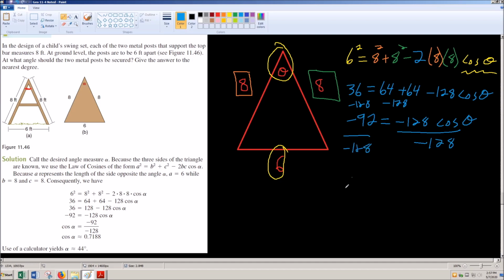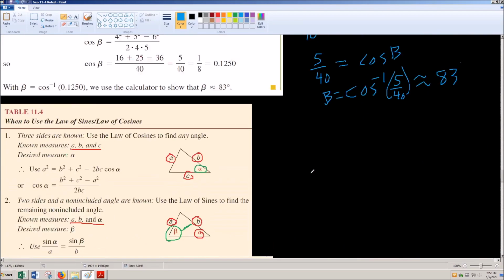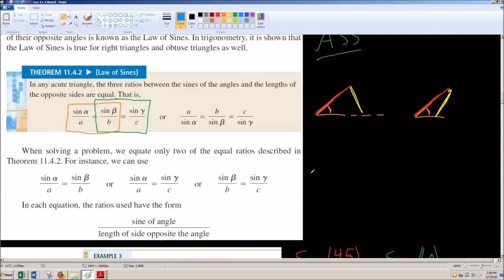And now I get my theta value is equal to inverse cosine. So I'm going to take inverse cosine of that 92 over 128. Again, feel free to simplify it if you want to. I know the calculator is going to do this for me anyway, so why am I going to waste my time simplifying? So I look at this, and my theta value is approximately 44 degrees. And we're good to go. That is the conclusion of our introduction to trig. Good stuff.